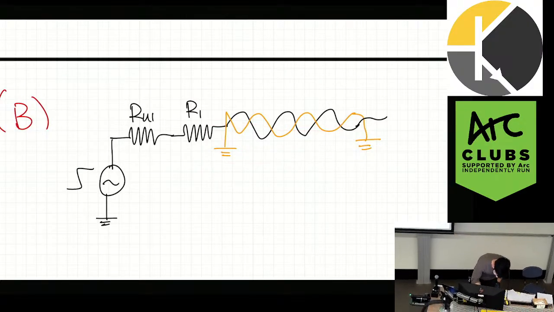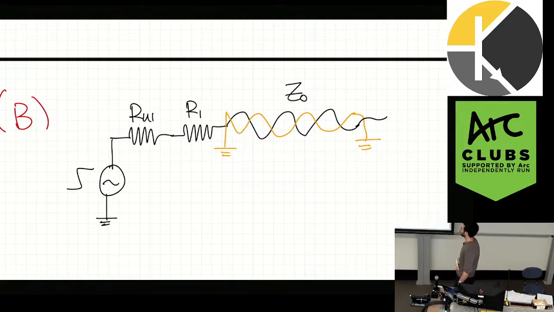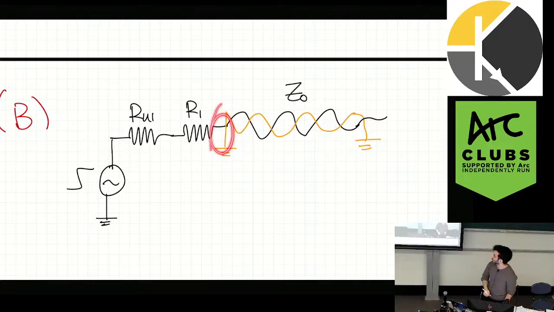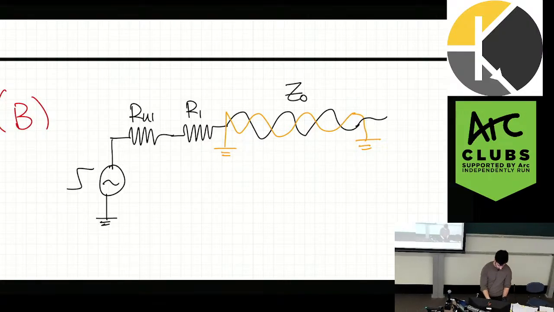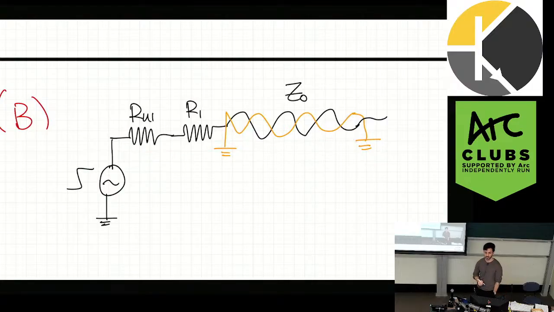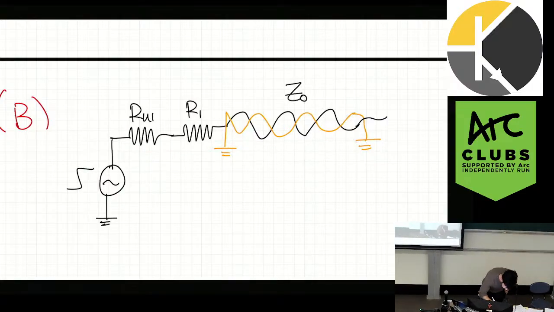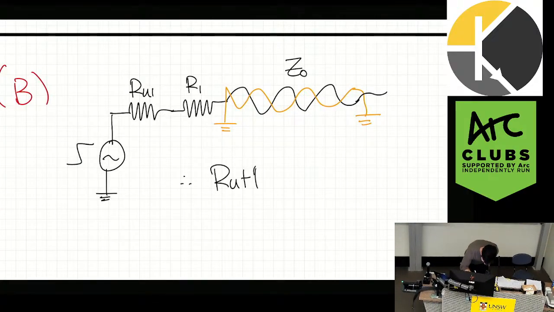So this is Z0. So if it's fully absorbed, and there's no reflections that happen here, what does it mean about what the signal sees as it's coming back? It sees the same impedance, because we don't know what R1 is. That's what we're trying to figure out. But it gives us a clue that the signal doesn't actually reflect back. That means as the signal is traveling, it doesn't see a mismatched impedance. If it saw a mismatched impedance, some of it would come back. But because it sees the same impedance, it just travels as if nothing changed. It travels through the line. So then we can say, therefore, RU1 plus R1 equals Z0.